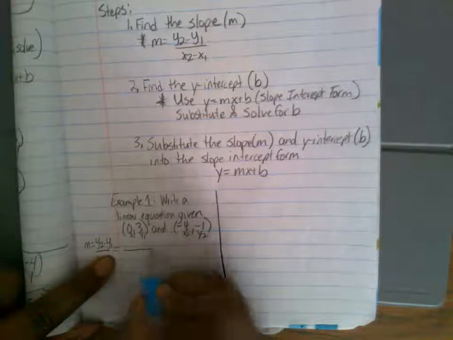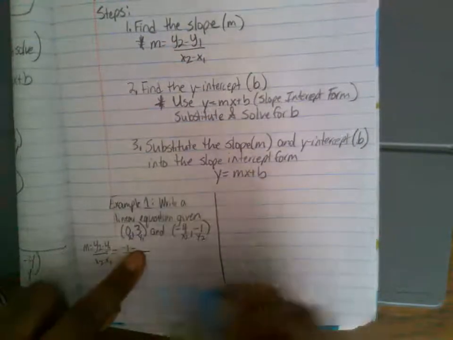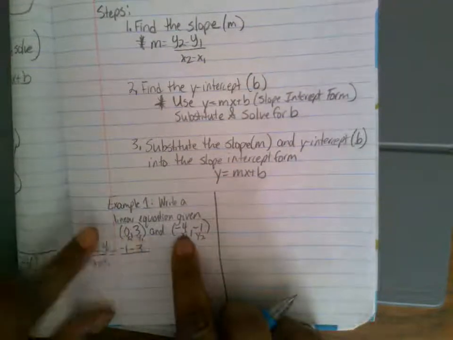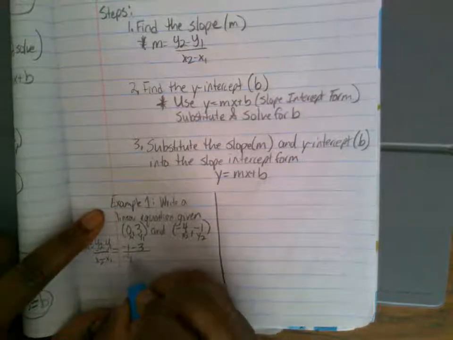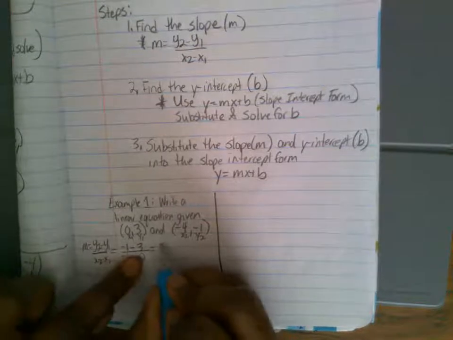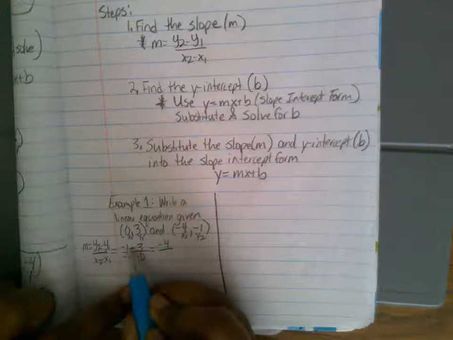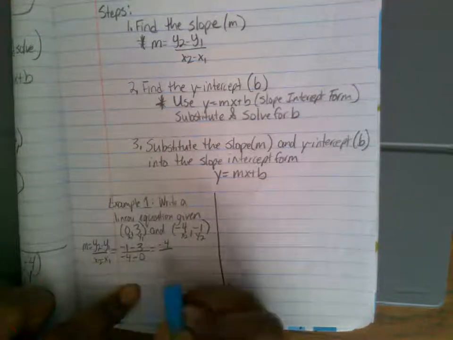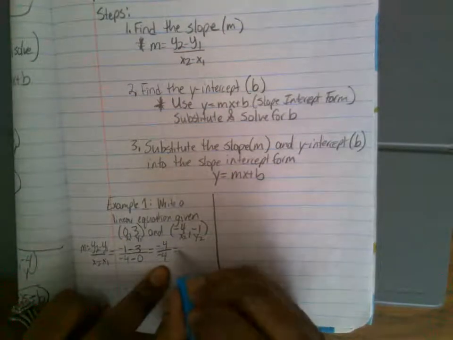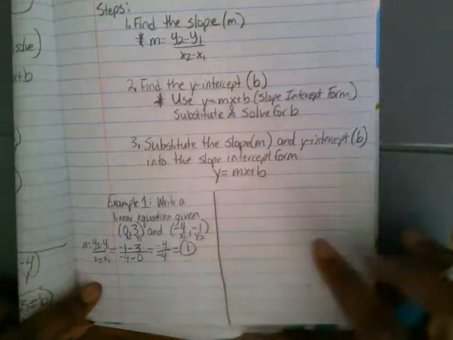So when we substitute, we get -1 minus 3, okay? -1 minus 3. And x2 is -4 minus x1, which is 0. So on the top, that gives me a -4. Remember, keep, flip, change. On the bottom, -4 gives me a -4, which gives me a +1. So m is equal to 1. So now let's find b.